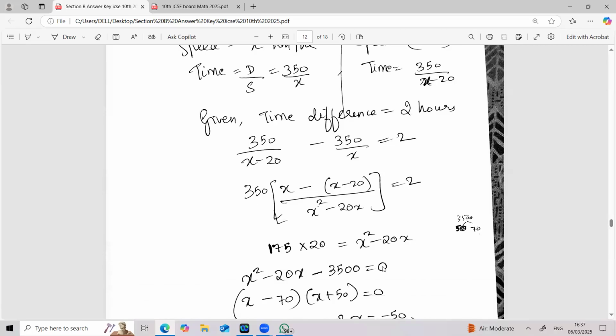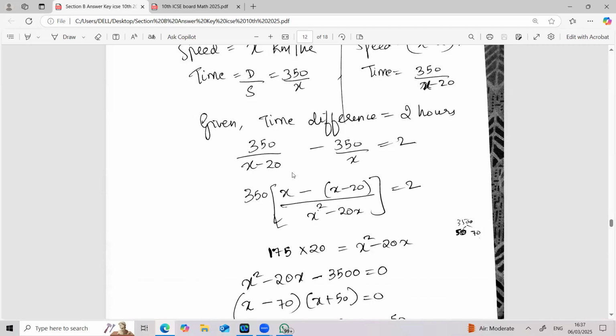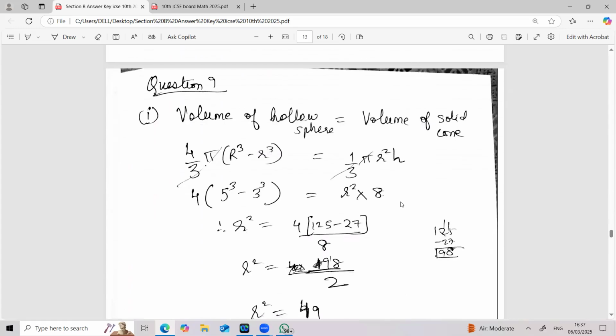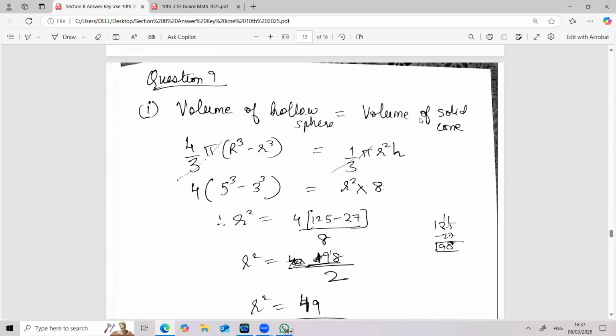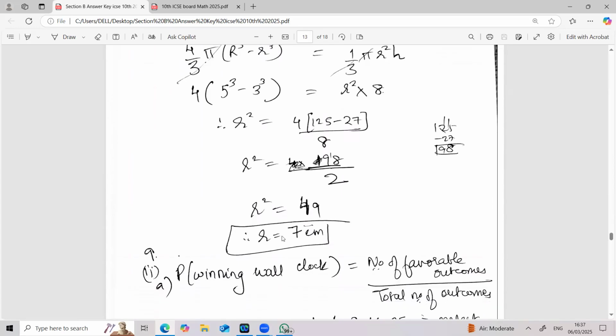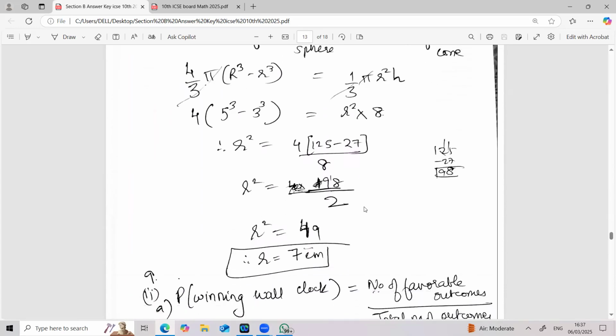I took out 350 common by factorizing and I took LCM. When you solve the quadratic, 70 kilometer per hour is the original speed of the car. This is a giveaway question. Volume of hollow sphere is equal to volume of solid cone. 4 by 3 pi, r cube minus r cube, is this one. We are getting r square 49, so r is 7 centimeter.